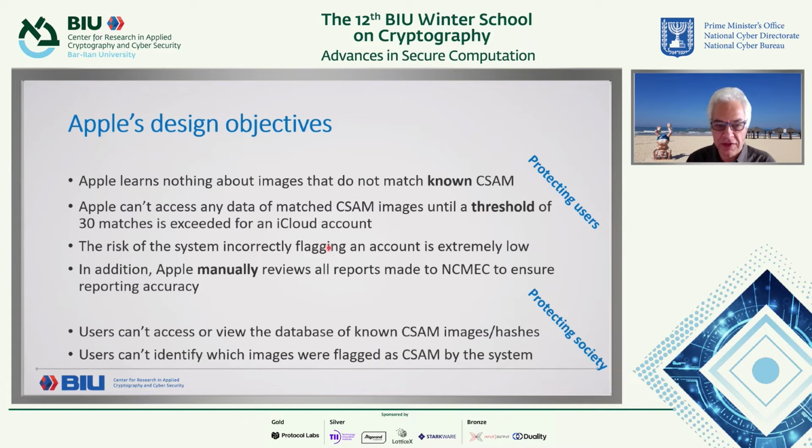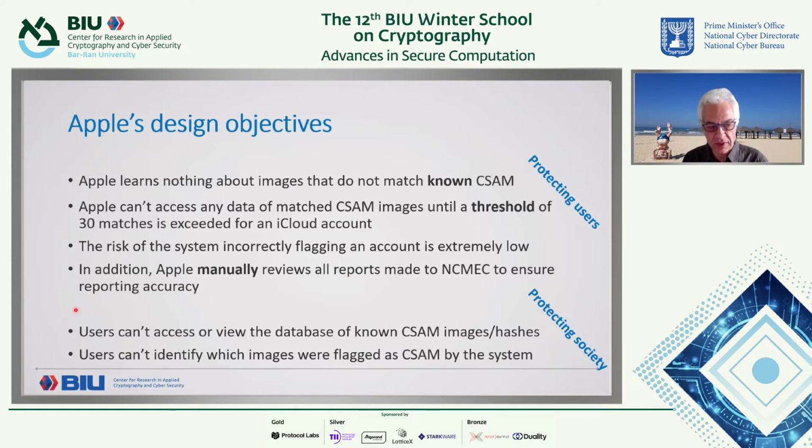The risk of incriminating innocent people is extremely low. And also, once they identify that someone has at least 30 such images, then the photos will be opened, or some low resolution version of them, and someone will manually look at them, and only if they see something suspicious, they will report this. So this is to protect users against Apple watching the photos or reporting an innocent user.